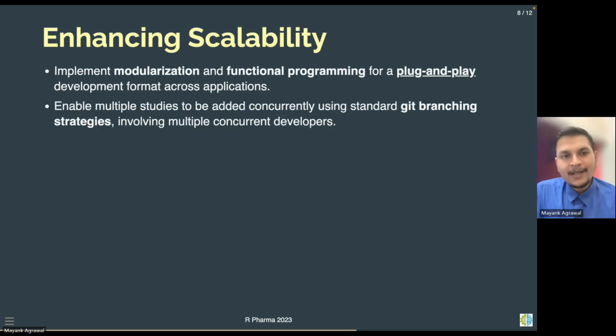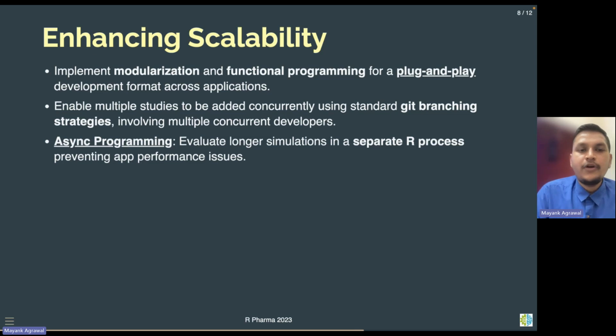This helped us save a lot of time and helped the team to develop very fast. We were able to integrate multiple studies using standard Git branching strategies, which involved multiple concurrent developers and biostats. So each branch had a pair of one biostat and one R developer to help them from the business point of view and from the technical point of view. So 5 teams would work concurrently on a release cycle for 5 different studies.